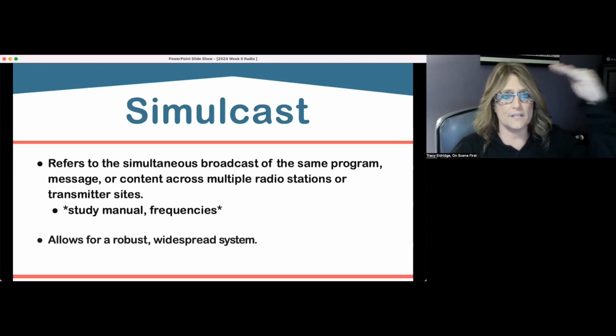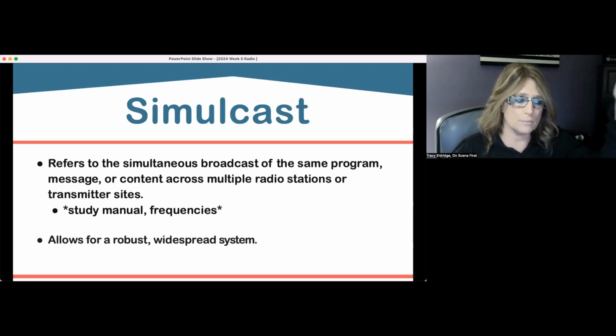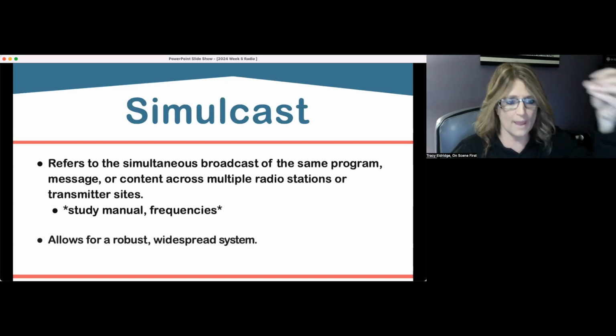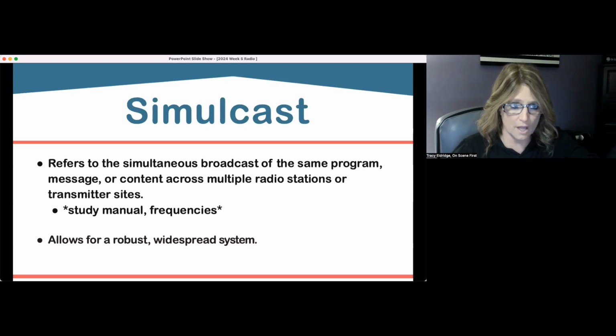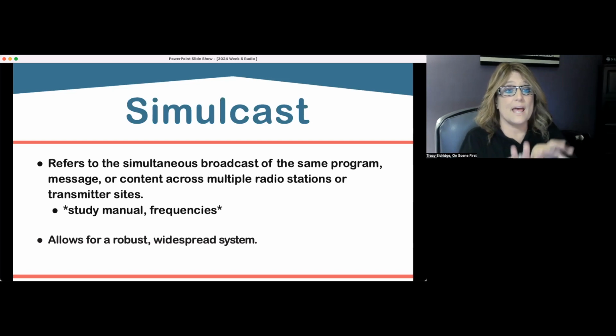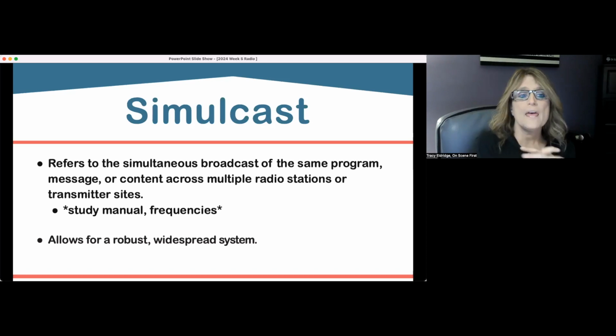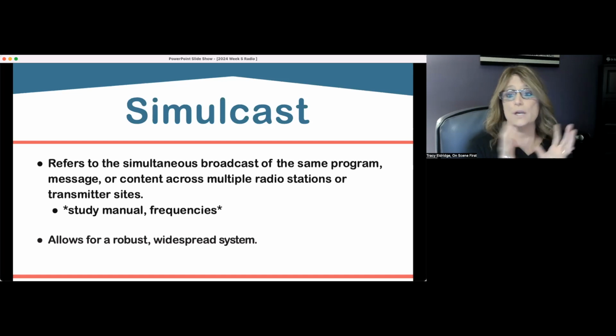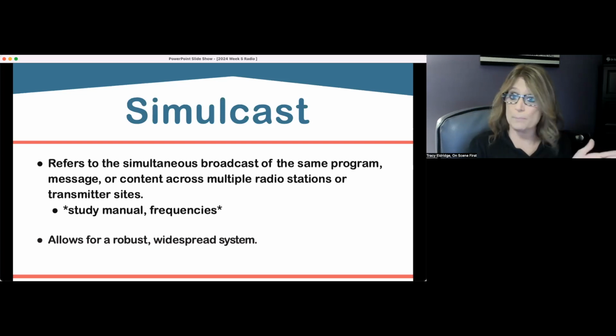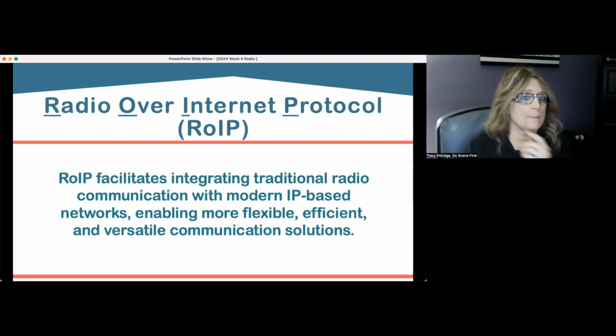But to me, the definition of simulcast is being able to call up multiple frequencies using something called a gateway or some type of technological piece of equipment that will allow me to key one button and simultaneously broadcast a message over several frequencies. So I'm not sure if that's a typo in the manual, but I just thought it was worth mentioning. And by simulcasting, it gives you the ability to share robust information on a widespread system. You reach more people in a shorter period of time.